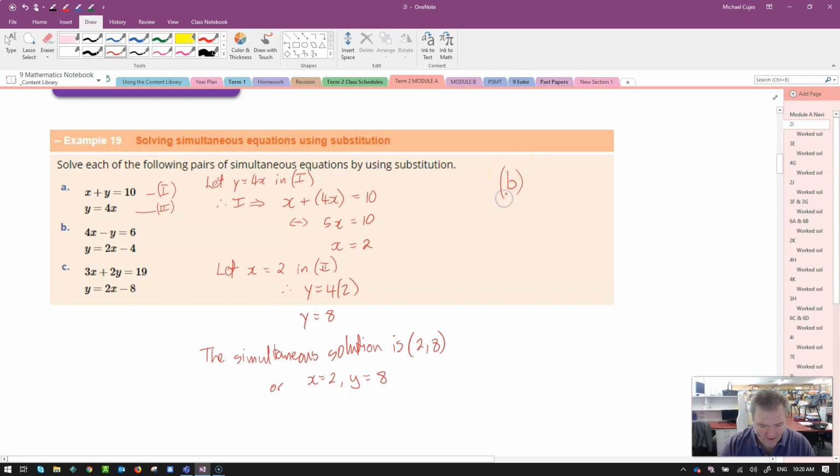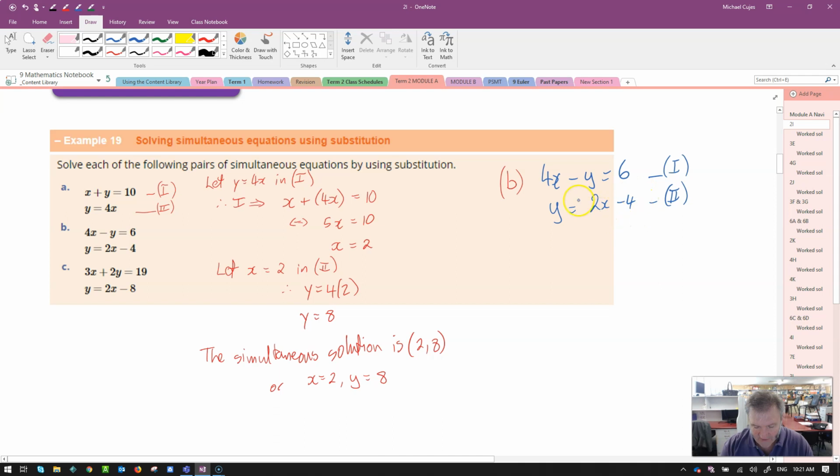Welcome back. I'm going to do question B here. I've got two equations. I've got 4x minus y equals 6. That's going to be my first equation. And my other equation, y equals 2x minus 4. That's my second equation. I'm doing substitution. This is set up for substitution.